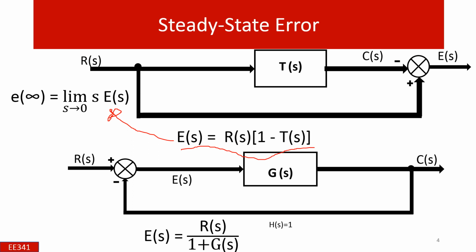So we derive the error signal in a closed loop unity feedback system, which is E(s) equal to the input over 1 plus G(s). If we take this value and apply the final value theorem, then we can find the steady state error. With either type of information, closed loop or open loop transfer function, we can find the steady state error.